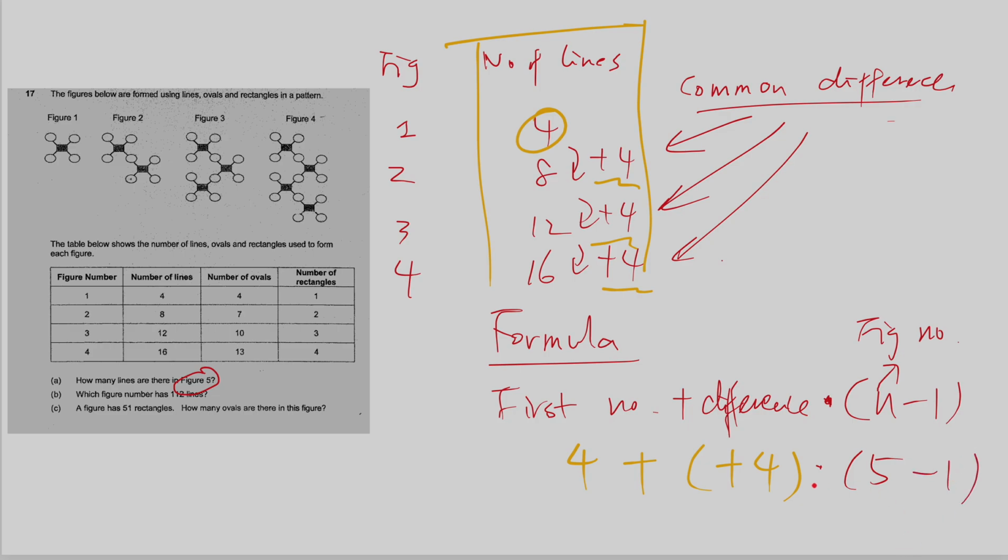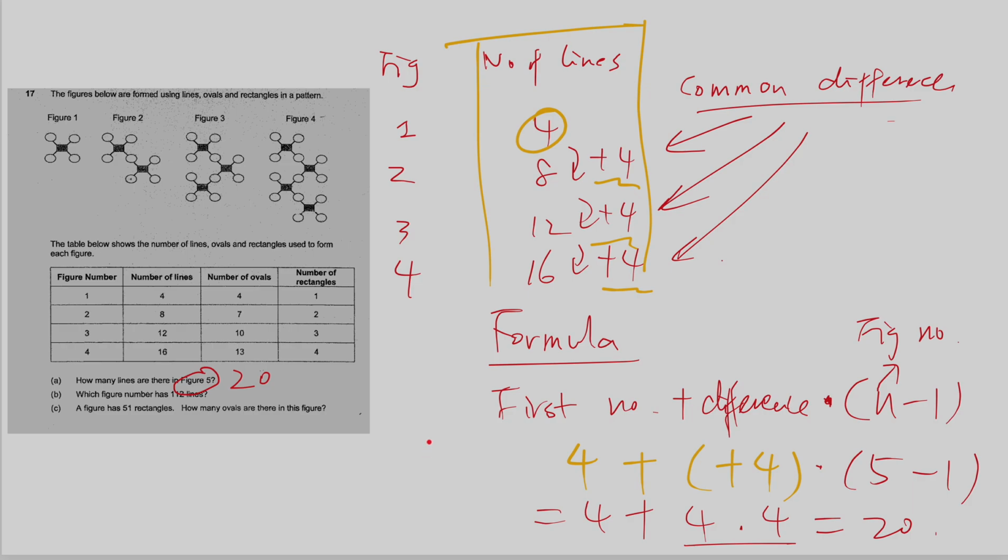So I just use a calculator. 4 plus 4. Maybe you don't need a calculator, this one is simple. 5 minus 1 is 4, right? So 4 plus 4 times 4. 4 times 4 is 16, right? 16 plus 4 is 20. So that's how you get 20 for A.